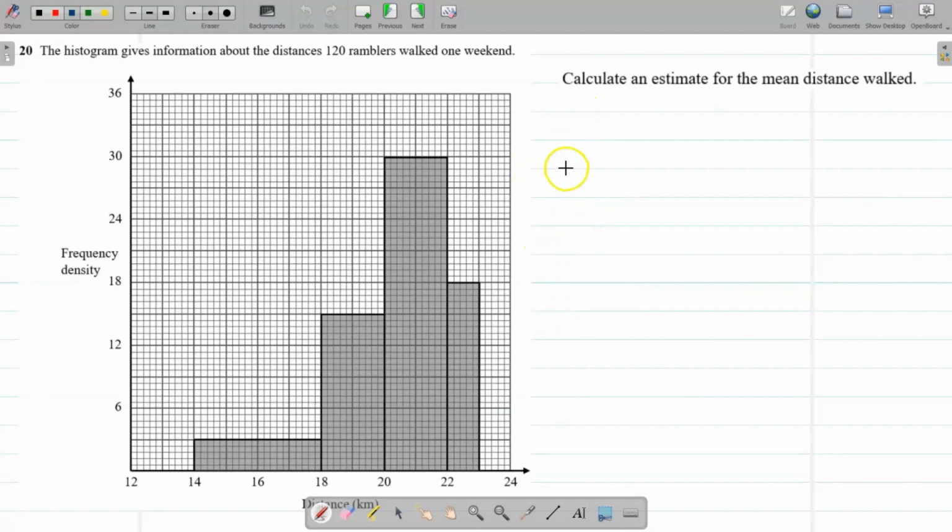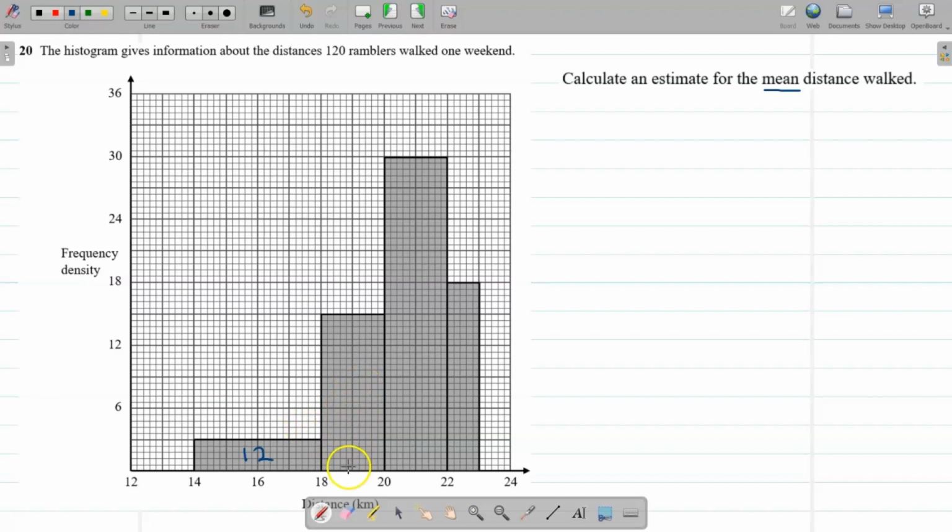Okay, now this is a question about a histogram, but unusually we're being asked to find the mean distance walked, not the median. So watch out for that. Now, to find the mean distance, we just have to first of all work out the frequencies. So we've got 14 to 18, that's 4, times 3, which is the frequency density. So 4 times 3 is 12. So that area there represents 12 people.